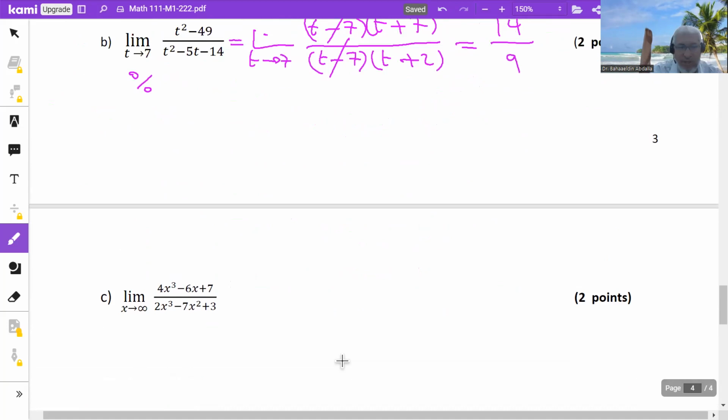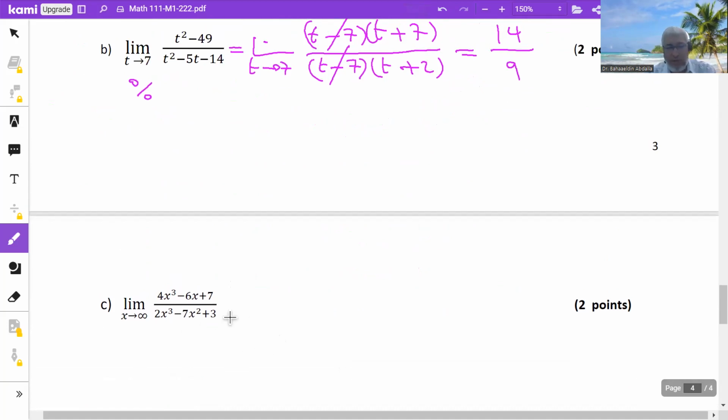Here, x approaches infinity, the limit when x approaches infinity. Well, when x approaches infinity, we just take the term with the highest power in the numerator, and the term with the highest power in the denominator. Okay. If you replace x by infinity, you will get infinity over infinity.